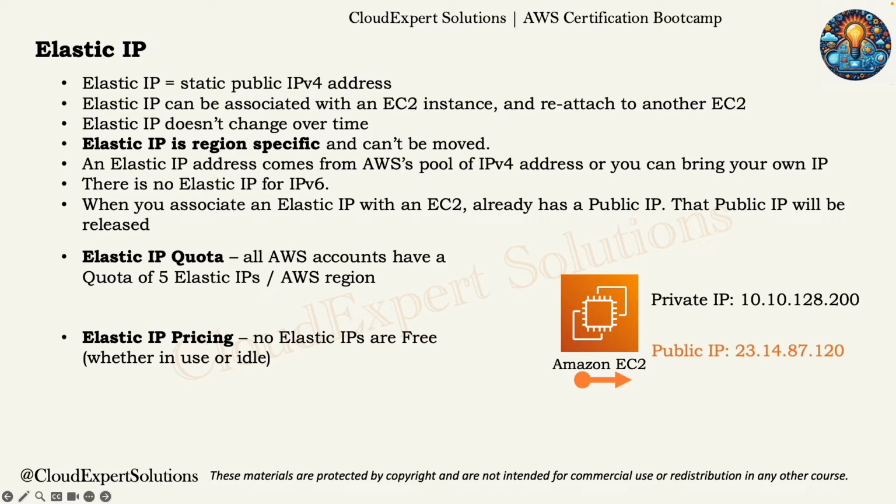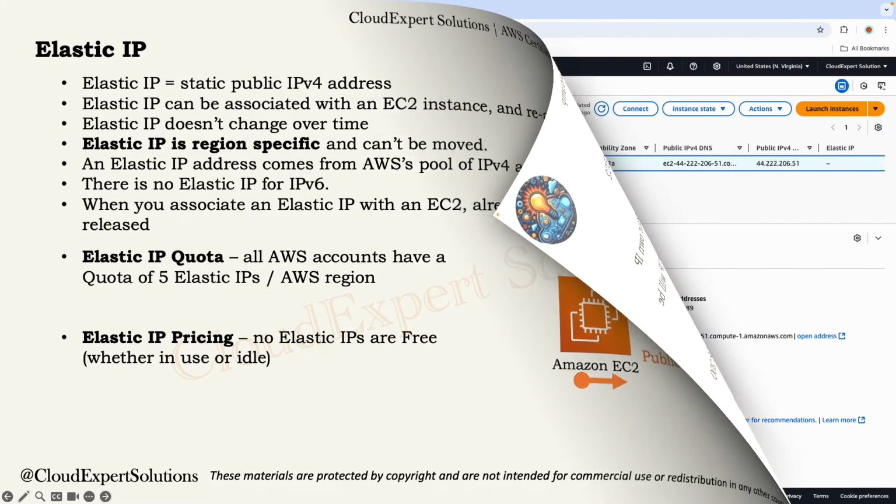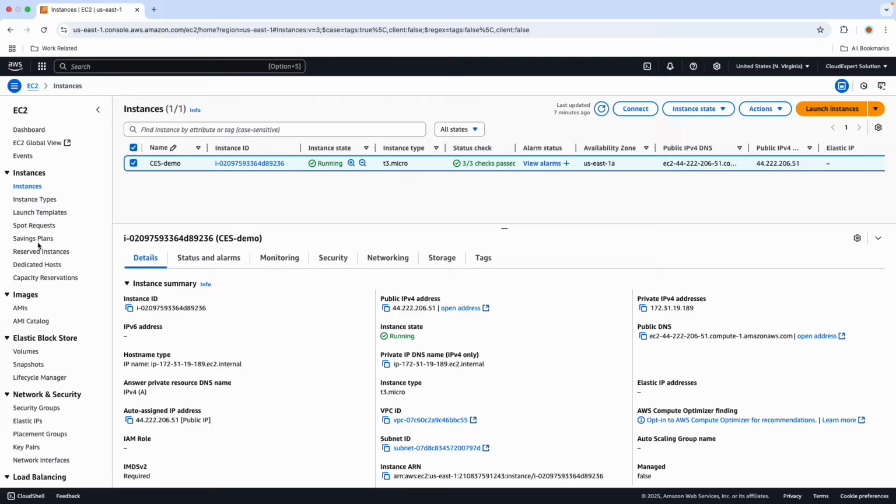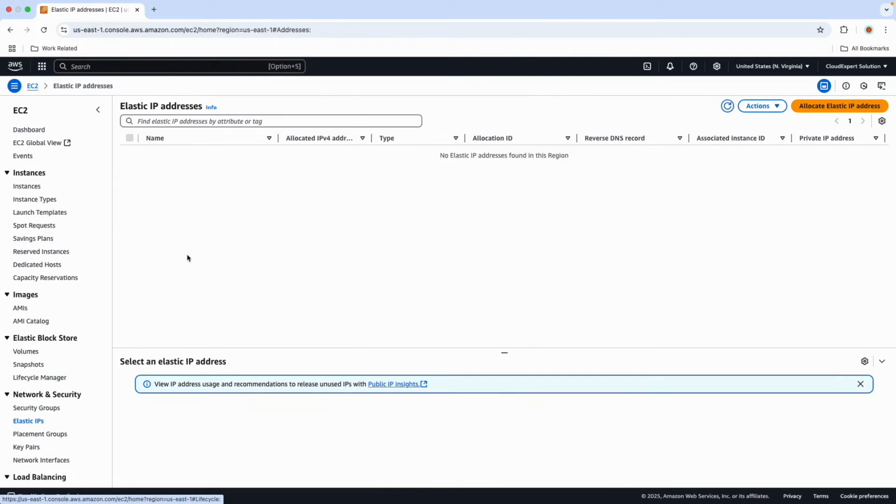Now let's review Elastic IP in action. Back to my EC2 dashboard. From the left hand side, you can locate Elastic IP under Network and Security, and Elastic IP is the second option. Let's click Elastic IP. I do not have any Elastic IP as of now.